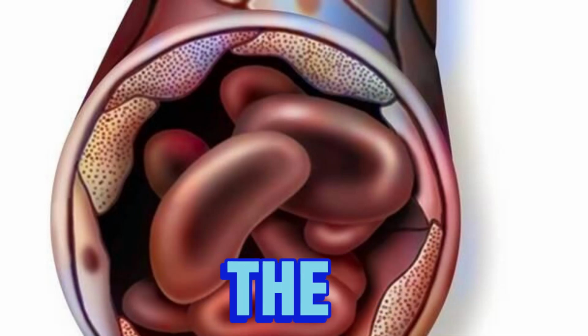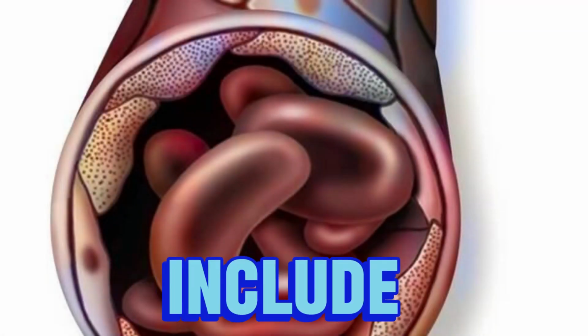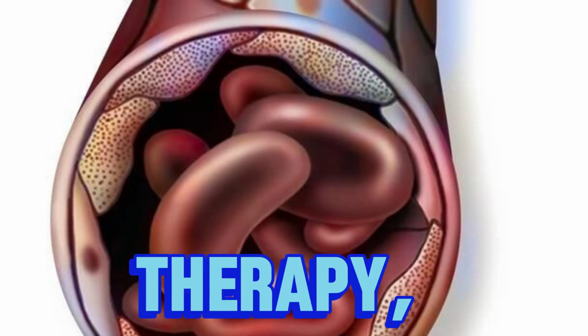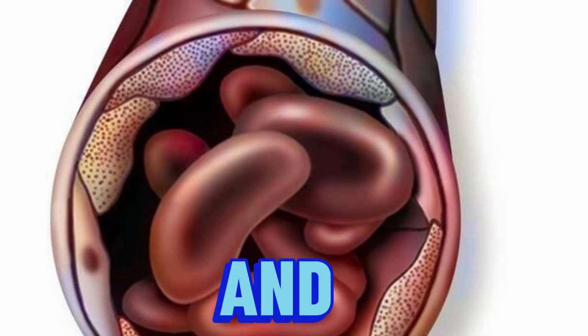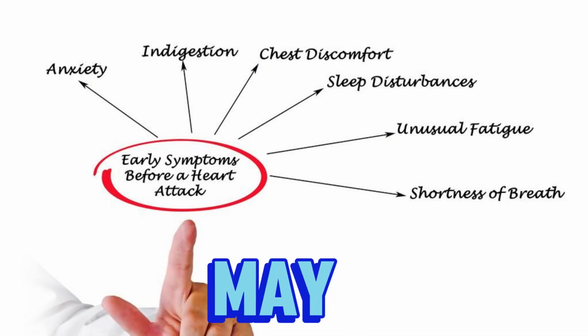Treatment for esophageal cancer depends on several factors, including the stage of the cancer, the location and size of the tumor, and the overall health of the patient. Treatment options may include surgery, chemotherapy, radiation therapy, targeted therapy, and immunotherapy. In some cases, a combination of these treatments may be used.